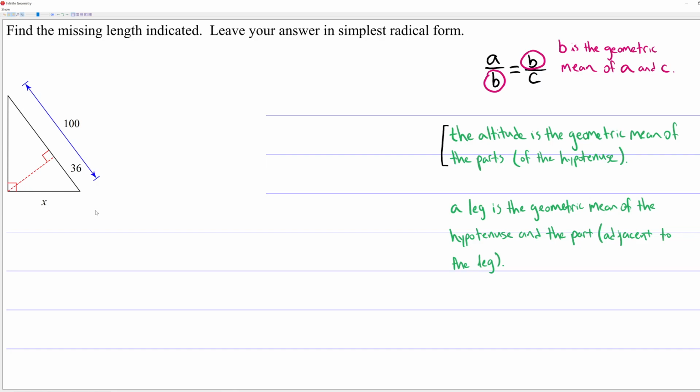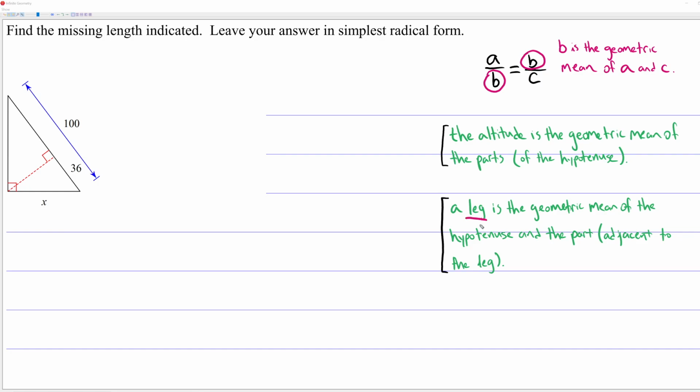So this is a wholly different diagram. Notice the altitude that's in the dotted red isn't even labeled. But let's read the second sentence. The second sentence says, a leg is the geometric mean of the hypotenuse and the part. And in parentheses, again, the word part is not a technical math word. So the part that we're talking about is the part adjacent to the leg. Now, this sentence is a little bit more complicated, so I think it's worthwhile to color code this.